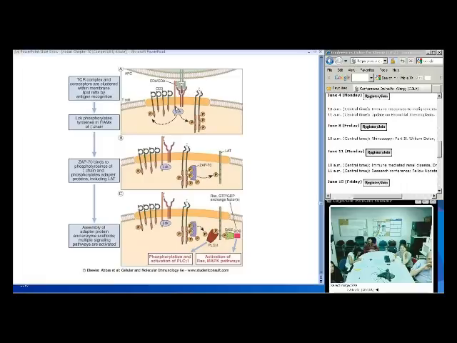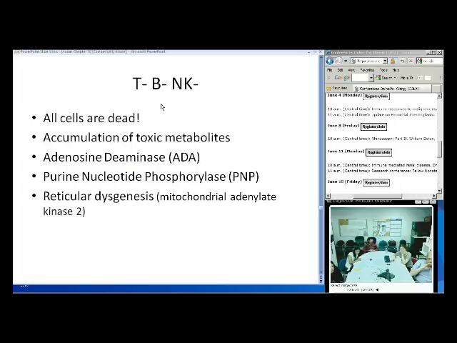I think I just put this in to demonstrate CD3, but I think we can pass that up. Okay, so T negative, B negative, NK negative. So everything is dead. And the only thing that kills everything is its toxic accumulation. So ADA, adenosine deaminase, purine nucleotide phosphorylase, or reticular dysgenesis, which is actually going to affect the mitochondria, which is in all three types of cells. All of these things are going to cause T negative, B negative, NK negative.